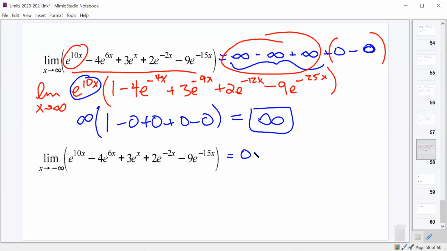0. And the minus 4e to the 6x is minus 0. And the plus 3e to the x is plus 0. And then the plus 2e to the negative 2x is what? Plus infinity. And then the last piece there is a minus infinity. So once again, we've got this same problem with parts of it being infinity minus infinity, which is indeterminate. So what do you think we should do with it this time to deal with that?